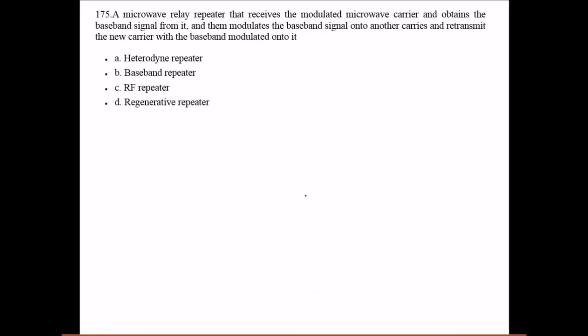So a microwave relay repeater that receives the modulated microwave carrier and obtains the baseband signal from it, and then modulates the baseband signal onto another carrier and retransmits the new carrier with the baseband modulated onto it is a baseband repeater.